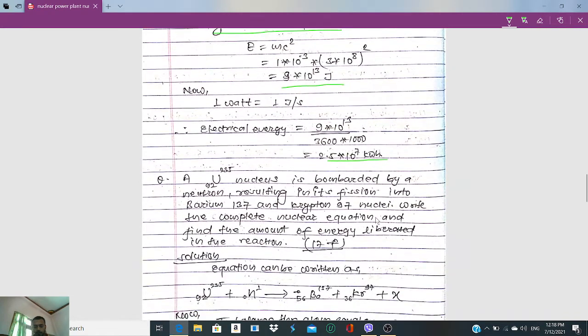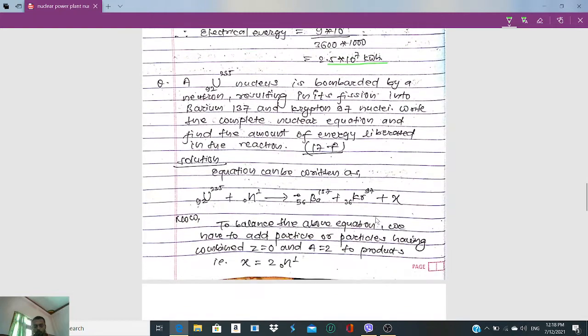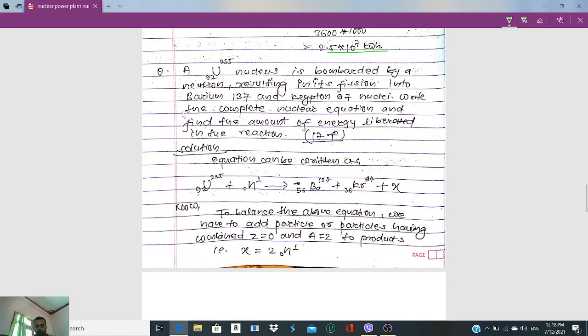And here we have the next, more important numerical. A uranium nucleus is bombarded by neutrons, resulting in its fission into barium-137 and krypton-97 nuclei. Write the complete nuclear reaction and then find the amount of energy liberated in the reaction. This question was also asked in 2017 fall of Pokhara University.